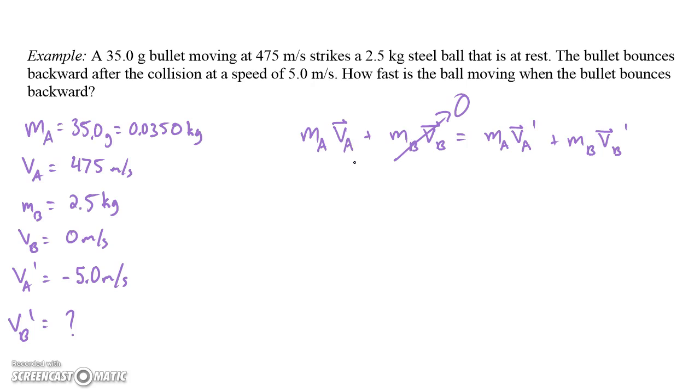So then we're just left with a little bit less of an equation, and again we want to look for VB prime. I'm going to let you do that, but I'll tell you that the answer you should expect is 6.7 meters per second. So that's the positive direction. And hopefully, again, you get that answer.